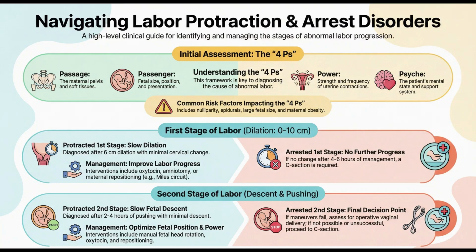That's a great way to put it. Okay, let's move to the passenger, the fetus itself. Size and position, these are huge variables. So any condition that might lead to a larger than average baby, what we call macrosomia, that's a primary risk. Like what kind of conditions?